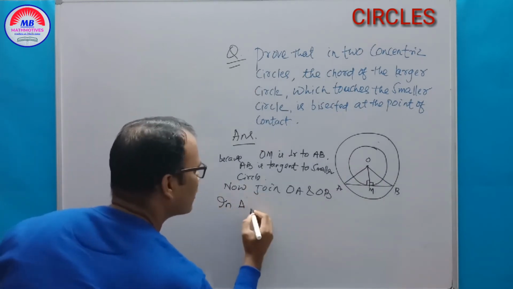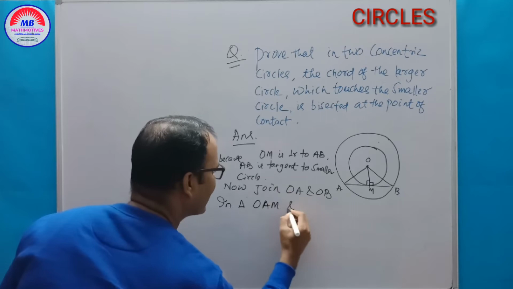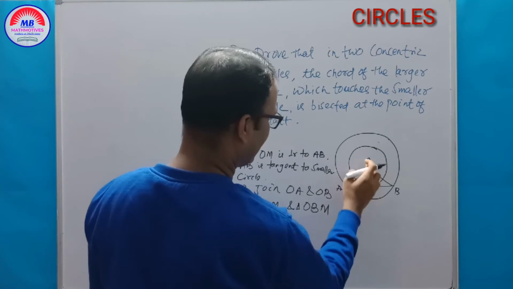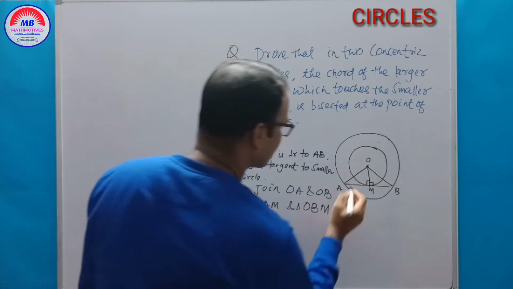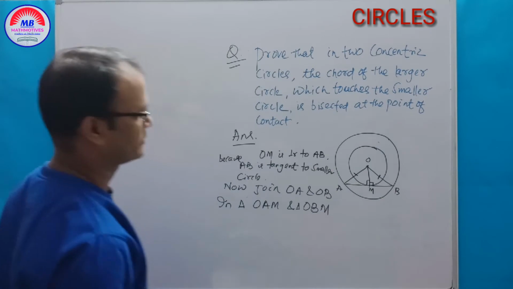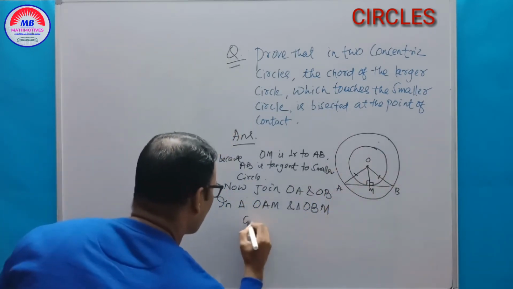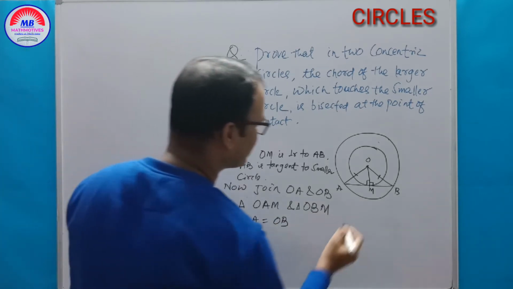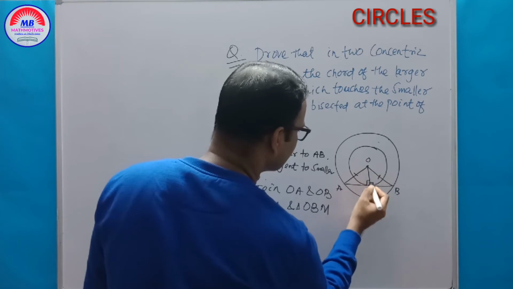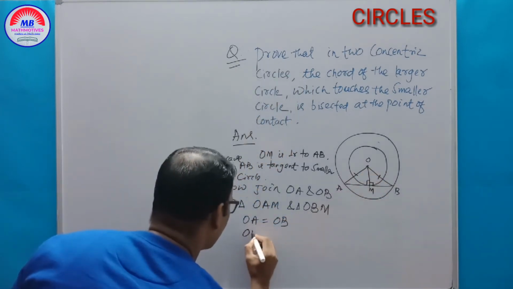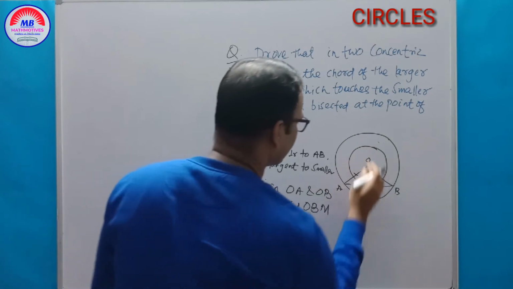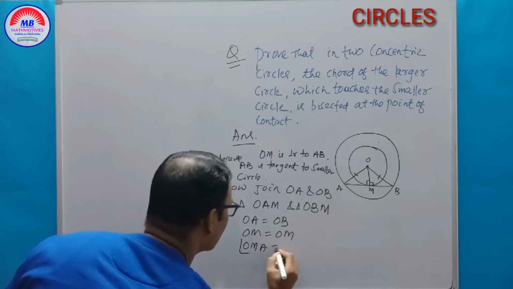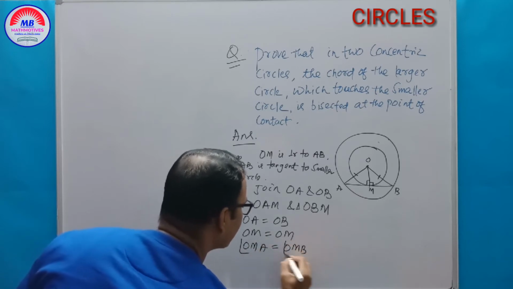In triangles OAM and OBM, radius OA is equal to OB. Then this one is common, OM equal to OM. And angle OMA is equal to angle OMB, 90 degrees.